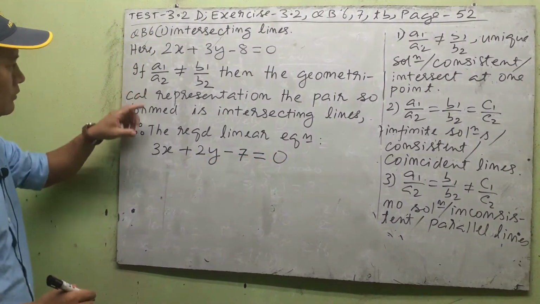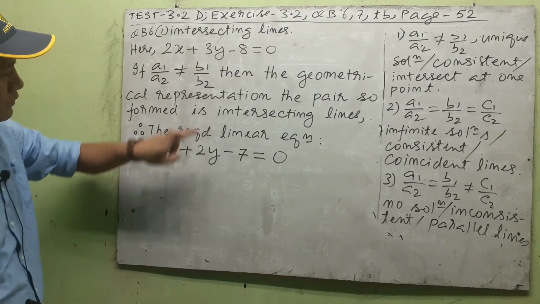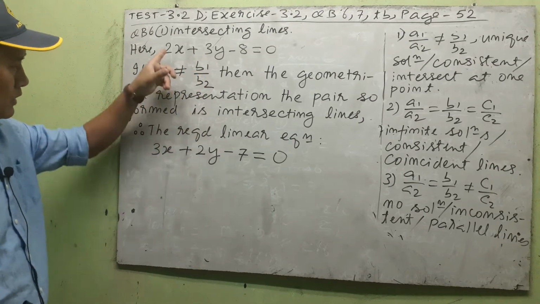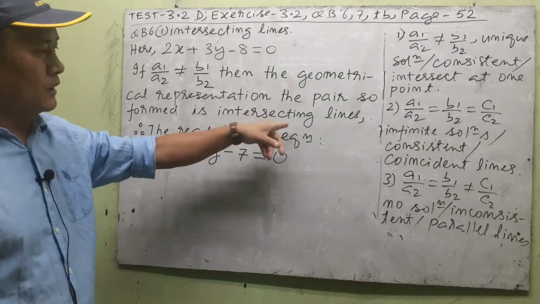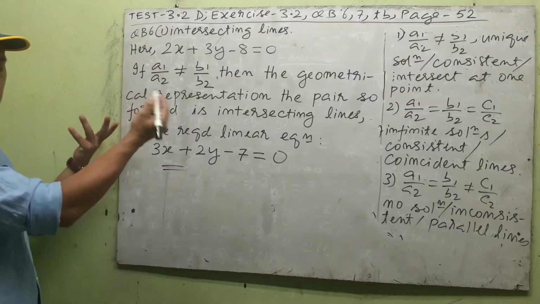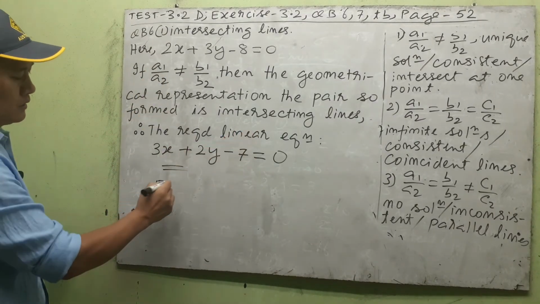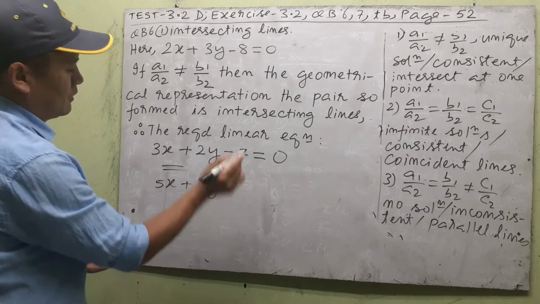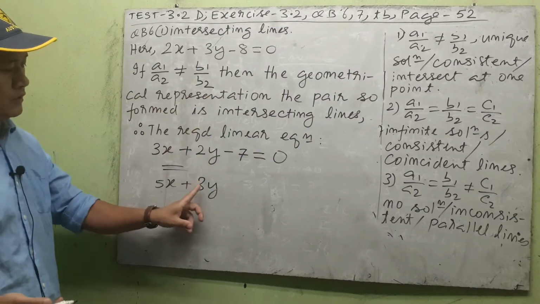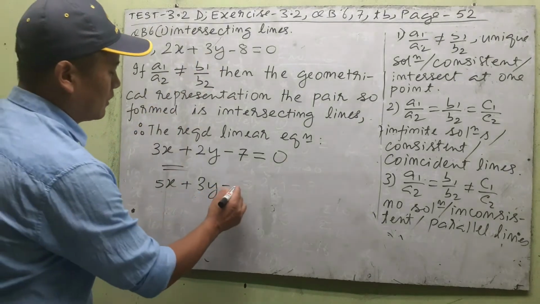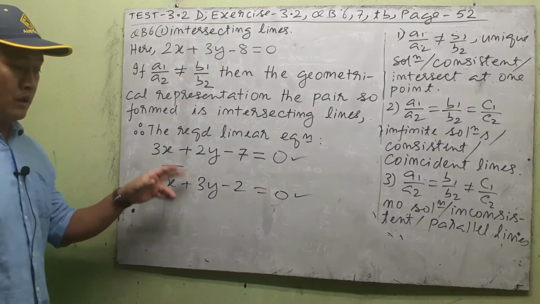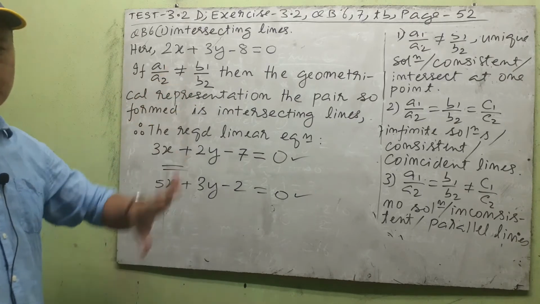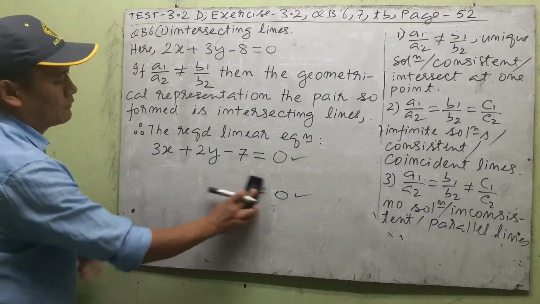Then see here, A1 by A2 is 2 by 3, B1 by B2 is 3 by 2, and we know 2 by 3 is not equal to 3 by 2. Then they will represent intersecting lines. So this is your first answer. You can write many equations. Someone else may write 2x or 5x, then 3y, you can put like that also, 2 by 5 and 3 by 3 is 1, so 2 by 5 is not equal to 1. This is also correct. That means you can write any equation which has this condition, A1 by A2 not equal to B1 by B2. I hope you're getting it, so I'm giving this answer.